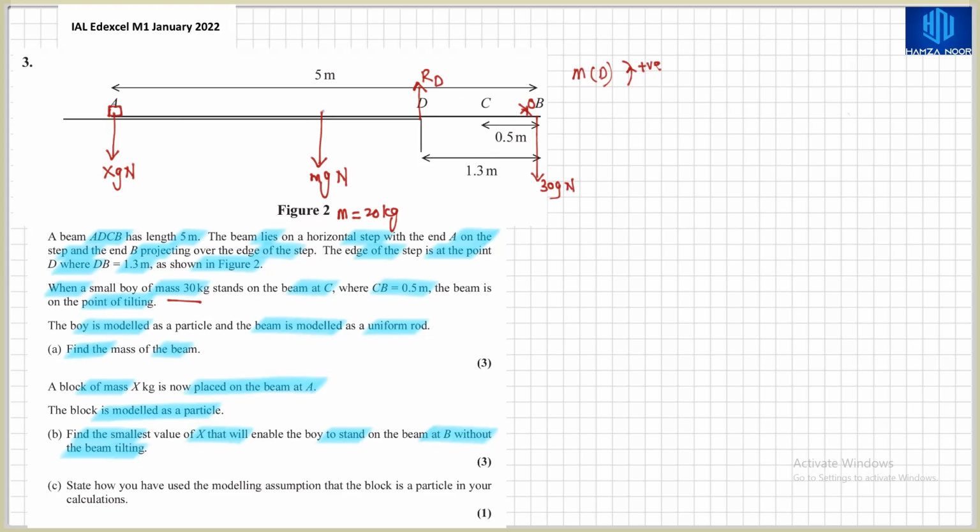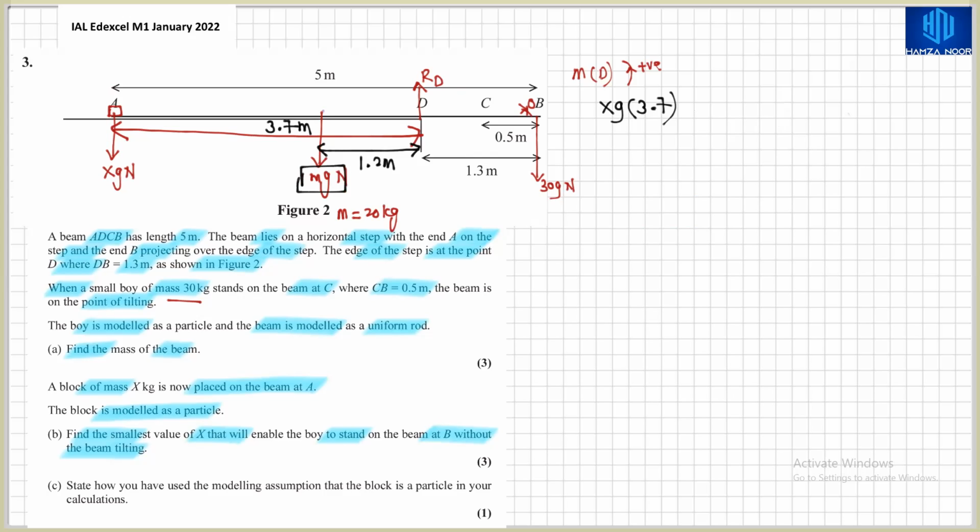So I've taken anti-clockwise direction as positive. First of all, we have xg Newton. So obviously we would need to find the distance AD. And since we know the distance between the midpoint of the rod and point D was 2.5 minus 1.3, meaning 1.2 meter, it means that the distance between A and D will be 2.5 plus 1.2, which is 3.7 meter. Since I've taken anti-clockwise direction as positive, and xg Newton would create an anti-clockwise rotational effect, therefore xg multiplied by 3.7.